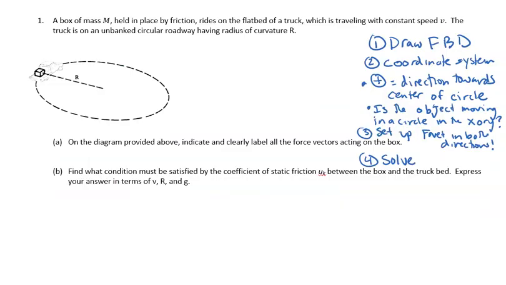Okay, so let's go ahead and look at this. Let's read the problem and draw our free body diagram. I went ahead and wrote the steps on the right. So we have a box of mass M. Here's the box right there. I'll highlight it in yellow. It is held in place by friction. It rides on the flatbed of a truck while traveling at a constant speed v. The truck is on an unbanked circular roadway having a radius of curvature r. This little line right here is not a rope, even though it looks like a rope. That's just saying what the radius is. For part A, on the diagram above, indicate and clearly label all the force vectors acting on the box.